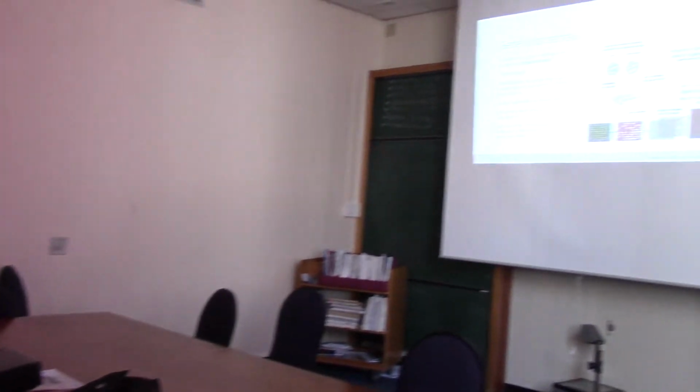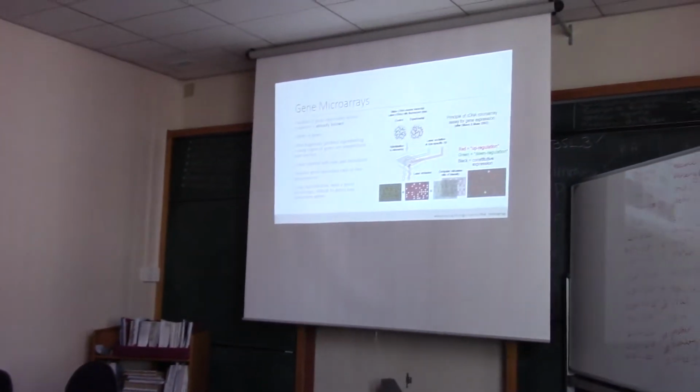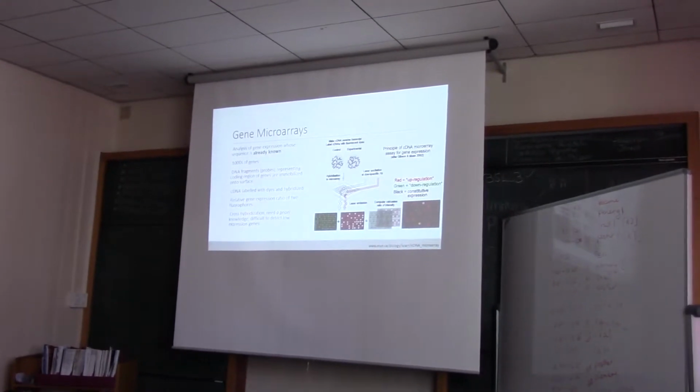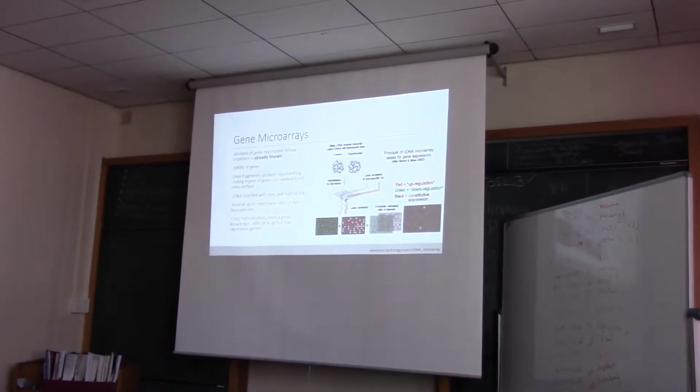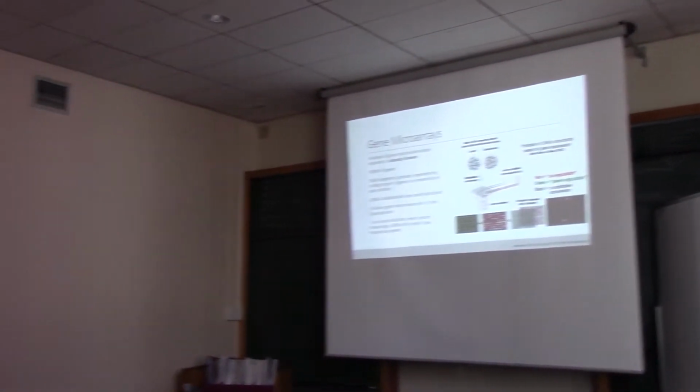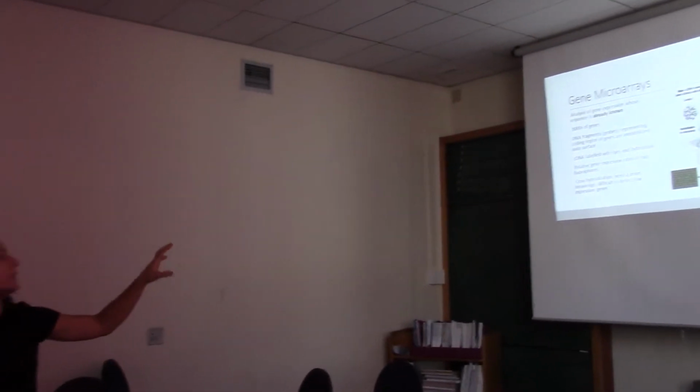So if we imagine here, we have the control and the experimental group, and I'm sorry, I should have a pointer. When you convert your RNA into cDNA, they are subsequently labeled with dyes. So your control in this case is green, your experimental is red, and then you do a hybridization onto your plate, which has these probes that can recognize these targets.